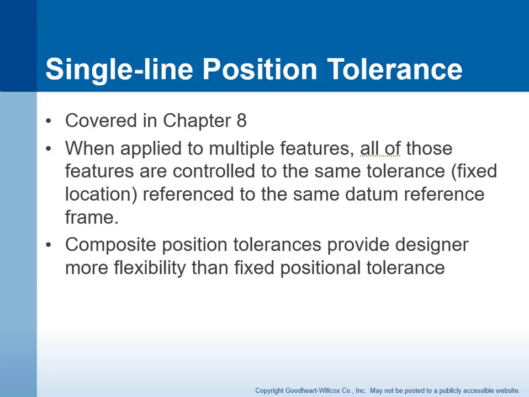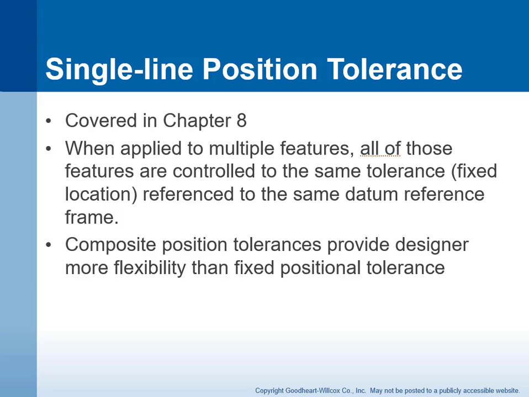So, first we like to talk about a single line position tolerance. That's essentially what we talked about in Chapter 8, just one line. When applied to multiple features, all of those features are controlled to the same tolerance. It's a fixed location, reference to the same datum frame. So if we use this same single line tolerance and we apply it to multiple features, they all use the same datum reference plane. And then composite position tolerances provide the designer more flexibility than fixed.